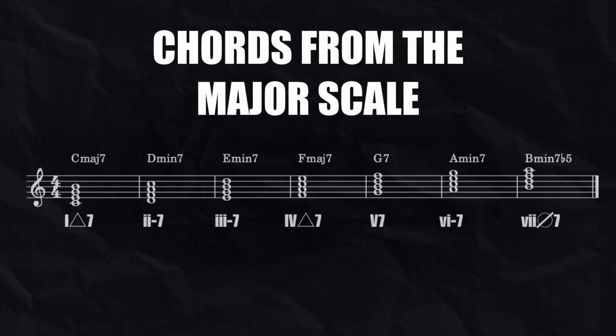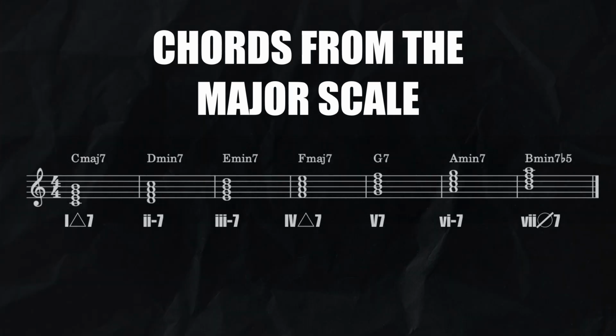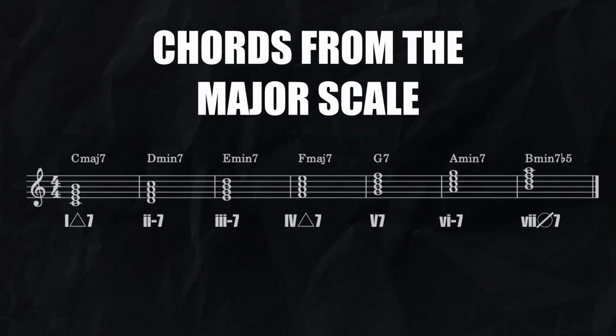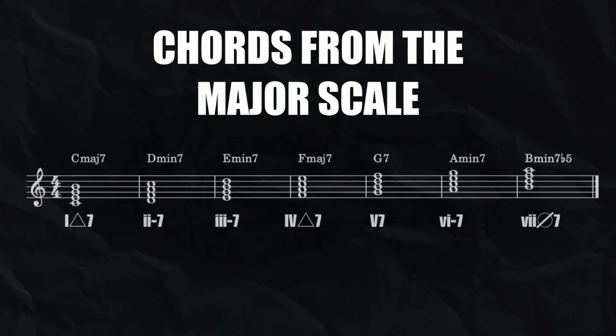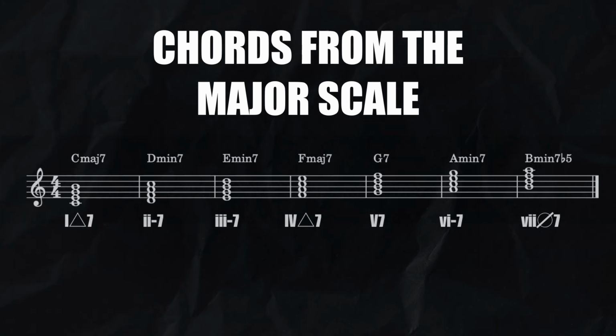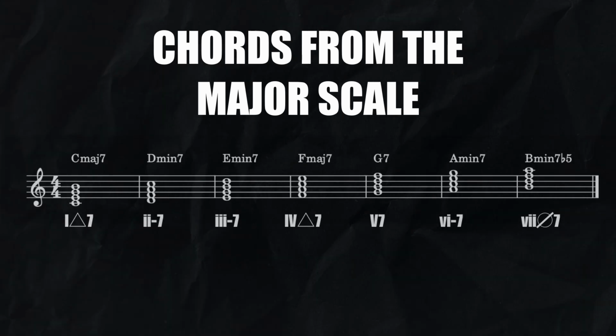Okay, so we can take this concept one step further by stacking one more third on each chord. This gives us seventh chords, or chords with 4 notes in them. The seventh chords we get from a major scale are C major 7, D minor 7, E minor 7, F major 7, G7, A minor 7, and B half diminished 7, also called B minor 7 flat 5.